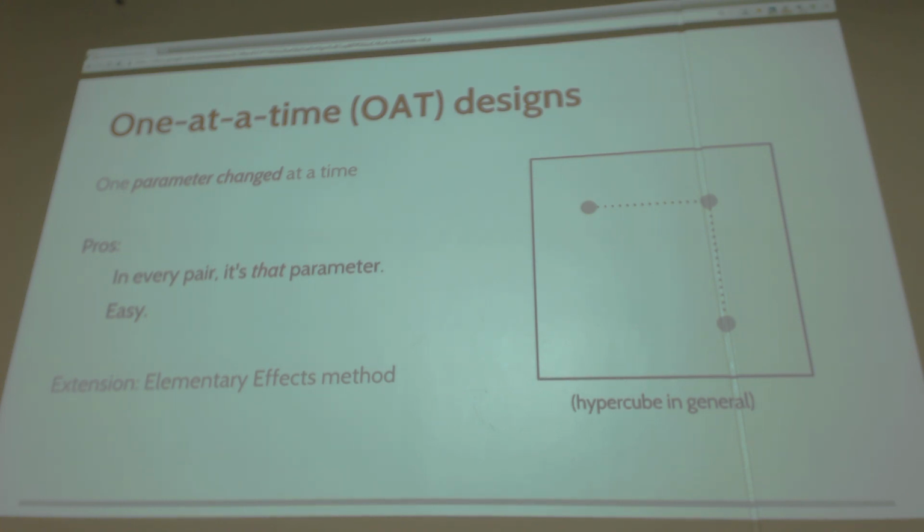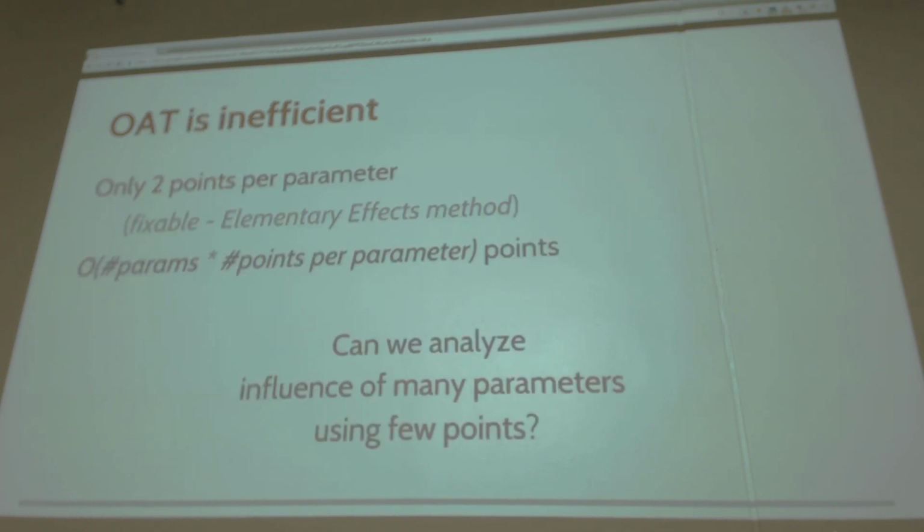The problem with this is, of course, first that you get only 2 points per parameter, though you can fix that if you just take more neighboring pairs. And the other problem is that you're using a lot of points. You're using number of parameters times number of points per parameter, something on that order of magnitude. And that can be a lot if you have a lot of parameters or if you would like to cover the range of each parameter finely.